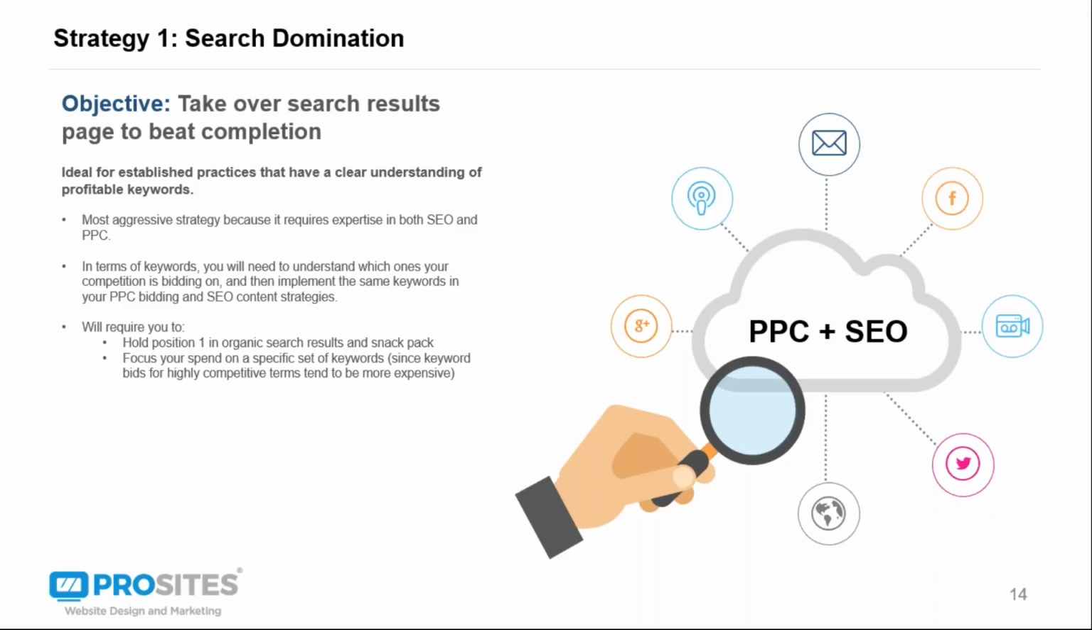This is a very aggressive strategy, but it can happen if you are appearing high in your AdWords ads on the SERP, and if you're appearing in #1 position for organic results and #1 in the snack pack, what you're essentially doing is taking real estate away from your competition and making it more difficult for them to show up on the search engine results page at all.